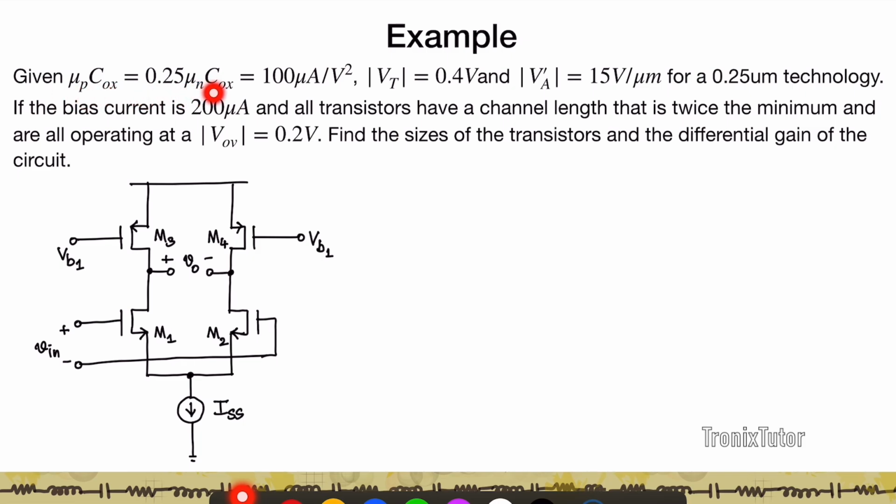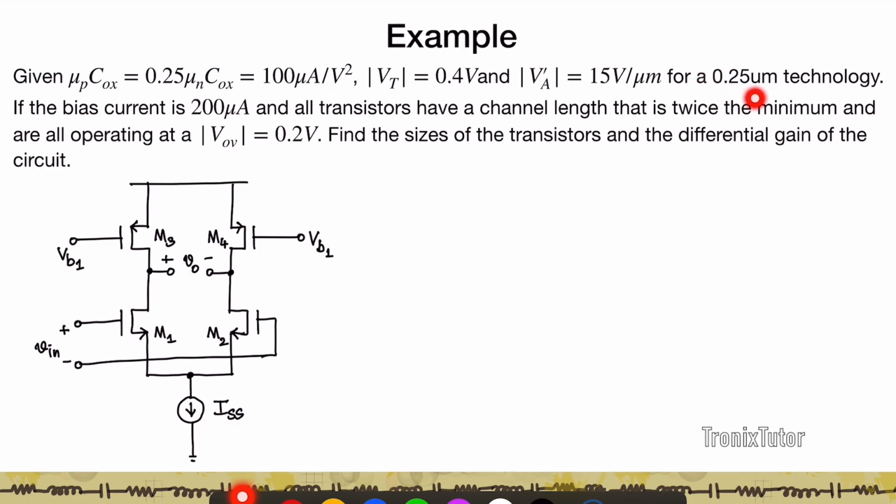Given mu P Cox is 0.25 mu N Cox equal to 100 microamp per volt squared, Vt is 0.4 volts and Va prime, now remember Va prime is the early voltage, is 15 volt per micron. That is the early voltage of a transistor whose gate length of 1 micron is 15 volts for a 0.25 micron technology. If the bias current, that is if the tail current is 200 microamps and all transistors have a channel length that is twice the minimum.